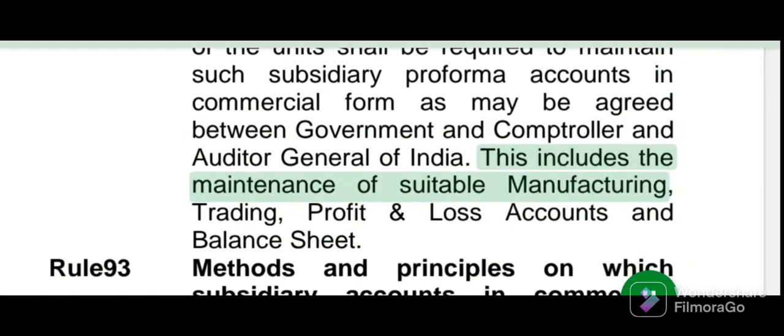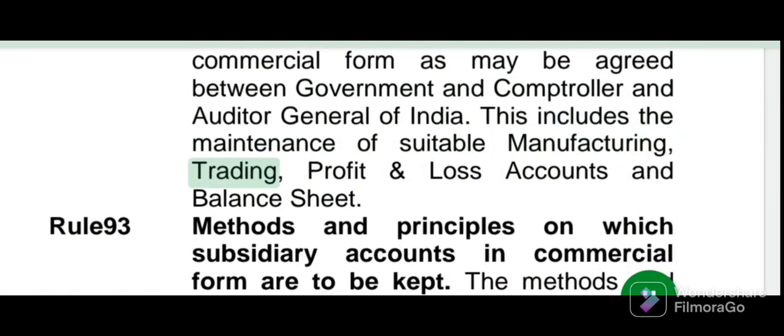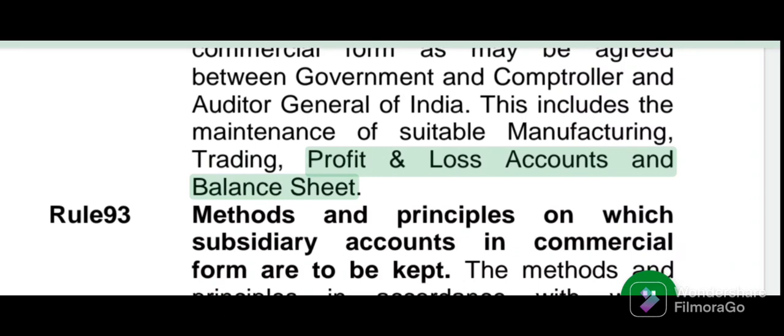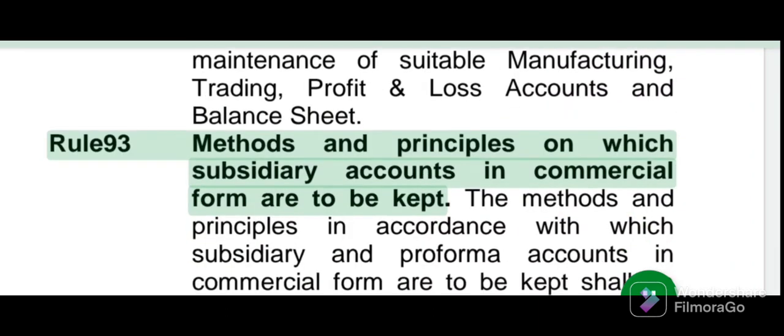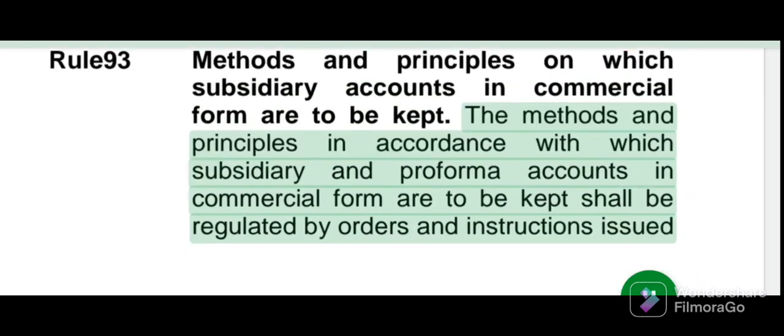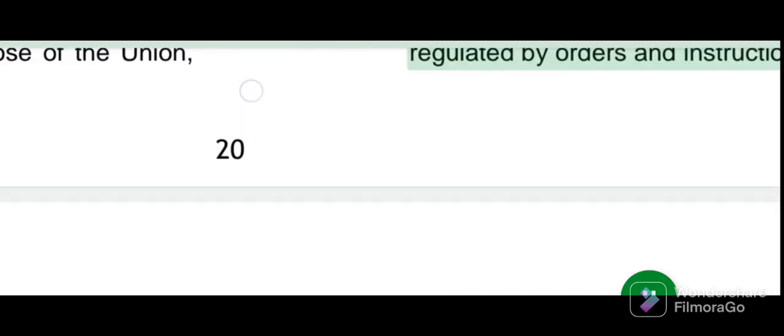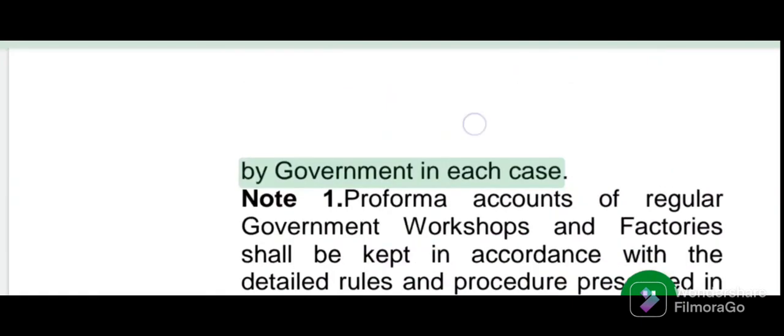This includes the maintenance of suitable manufacturing, trading, profit and loss accounts and balance sheet. Rule 93: Methods and principles on which subsidiary accounts in commercial form are to be kept. The methods and principles in accordance with which subsidiary and pro forma accounts in commercial form are to be kept shall be regulated by orders and instructions issued by government in each case.